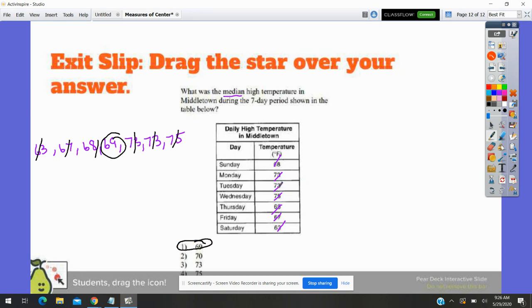Some of you put 75 because we didn't put the numbers in order. So make sure when you find the median, you're putting the numbers in order, okay?